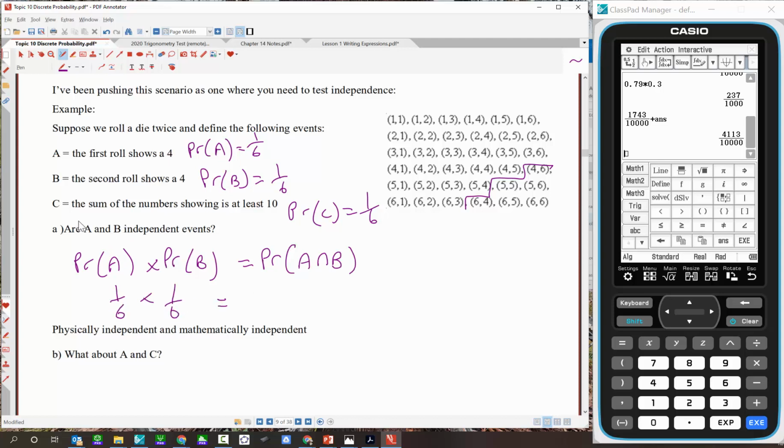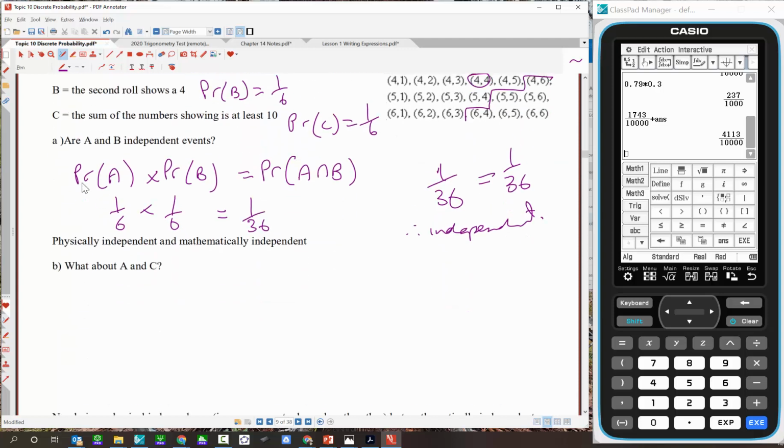Actually, let's think about what A and B are. First roll shows a 4 and second roll shows a 4. Of course, they should be independent of each other, because each roll is independent of the last. So A and B, first roll and second roll is a 4. That's 4, 4. That's a 1 in 36 chance. So that means that 1 6th times 1 6th is 1 over 36, which equals 1 over 36. Therefore, they are independent. What about A and C?